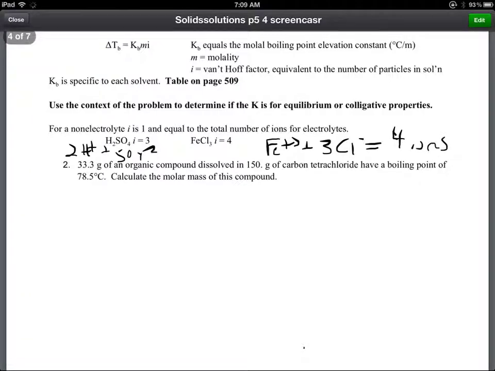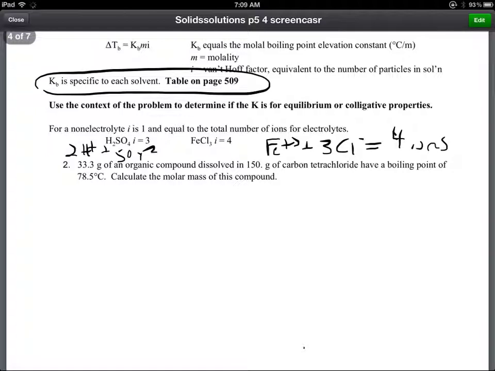The other thing that's important to note, there is a KB specific to each solvent. So the KB for water is different from the KB for any other solvent. So there's a table on page 509 in your book that is useful for determining these values. So again, on the AP exam, these have to be given to you. If they're not given, that'll be the only variable you'll have to find. They'll give you the change in temperature.